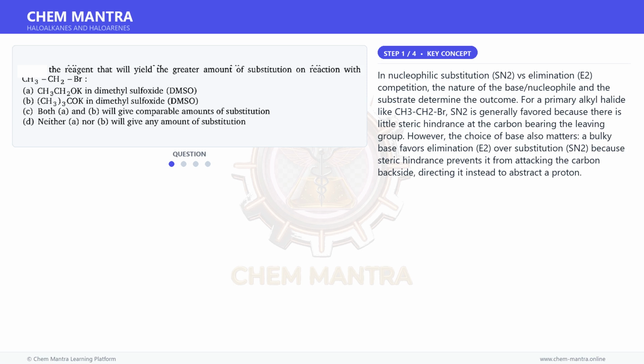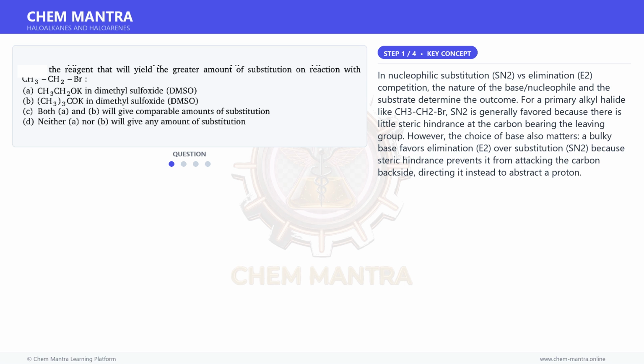In nucleophilic substitution, SN2 versus elimination, E2 competition, the nature of the base/nucleophile and the substrate determine the outcome. For a primary alkyl halide like CH3CH2Br, SN2 is generally favored because there is little steric hindrance at the carbon bearing the leaving group.